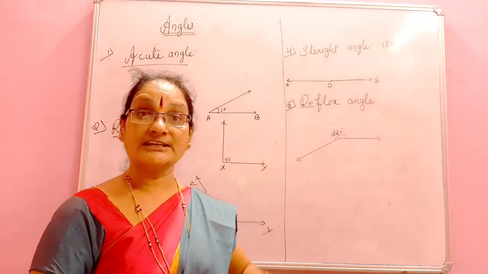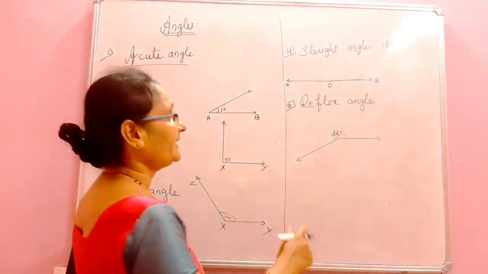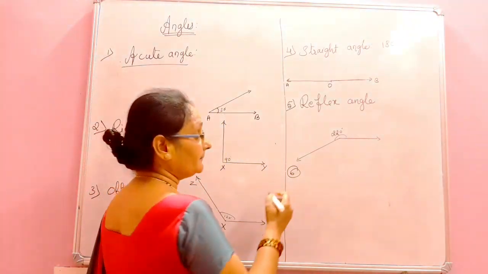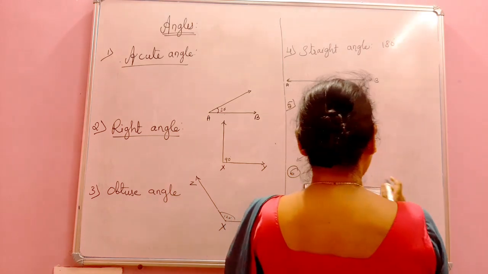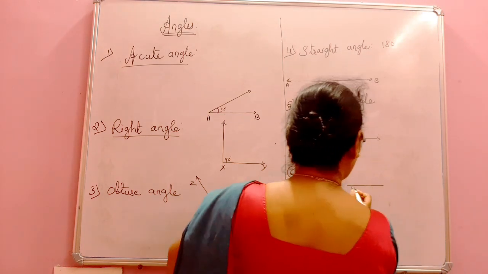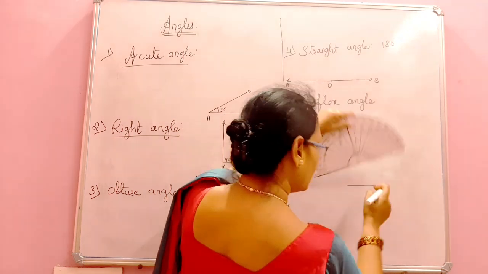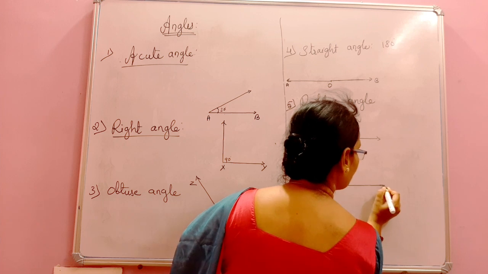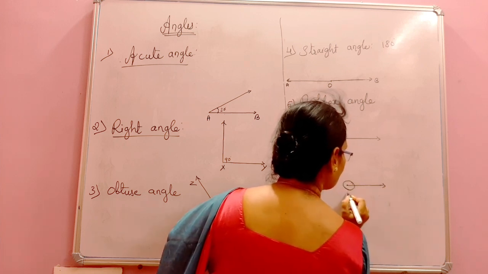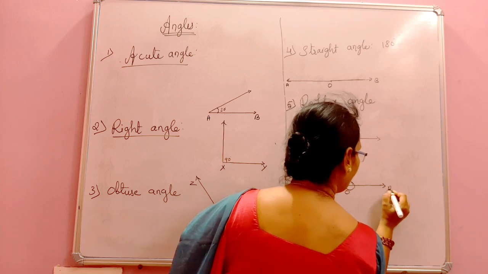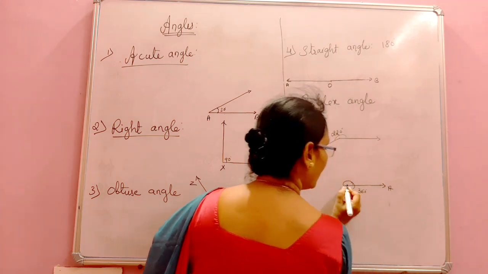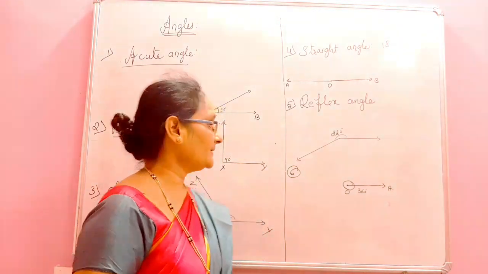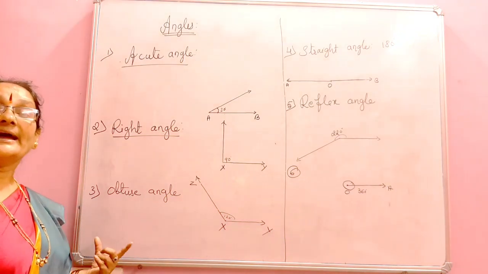Suppose it is 360 degrees, what is it? That is a complete angle. The sixth type of angle is the complete angle, if it is 360 degrees. If you keep the protractor here, this is 180 degrees, and keeping it again here another 180 degrees, at this point it is completely 360 degrees. This is OA, and at this point we call it a complete angle. So there are 6 kinds of angles.